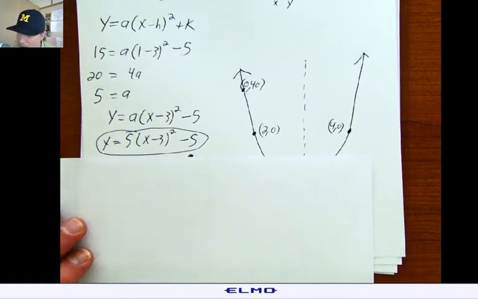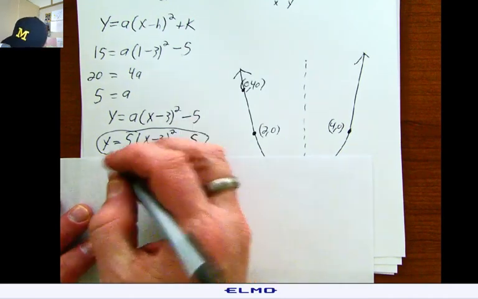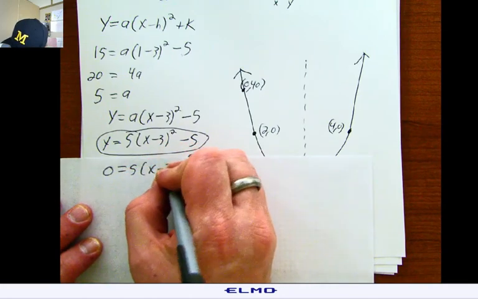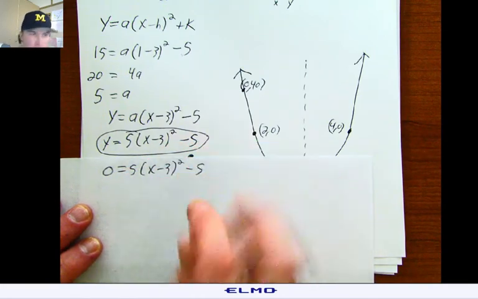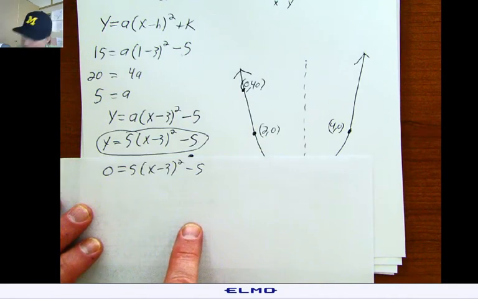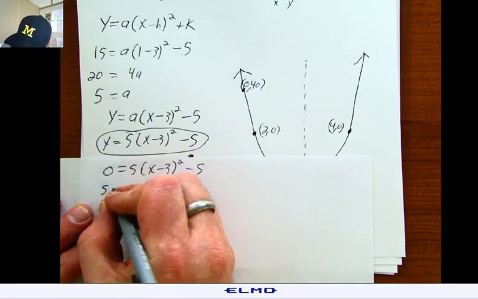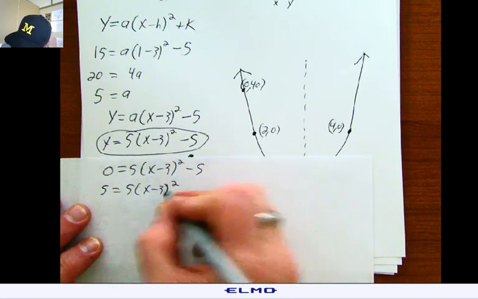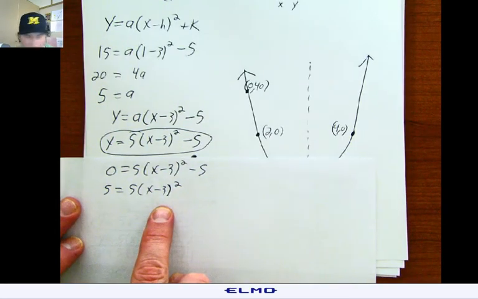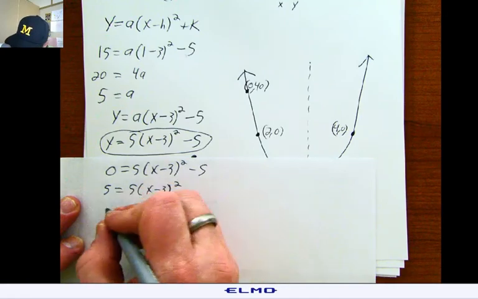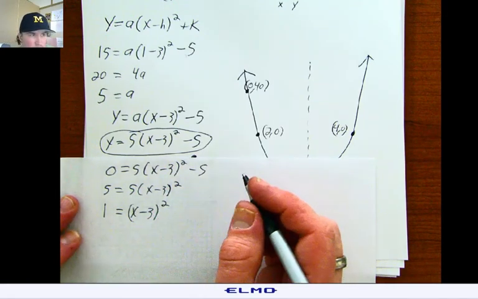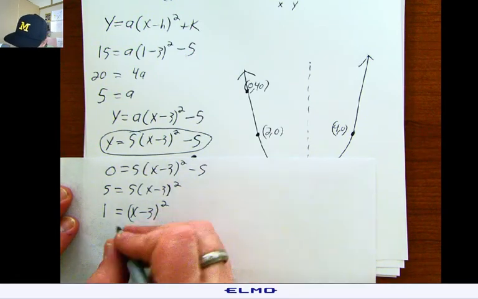So if I took my vertex form equation and I set y equal to 0, so 5 parentheses x minus 3 quantity squared minus 5, and then algebraically solve for x. So first I could add 5 to both sides. I want to square root, but I can't square root until I divide both sides by 5, so I get 1 equals x minus 3 quantity squared. I can then square root both sides.